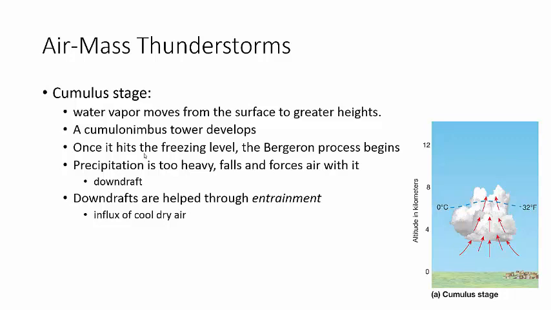Okay. It says in here, once it hits the freezing level, which, again, depending on where you are, most of the country, this will apply, the Bergeron process happens. When that happens, the precipitation starts to get too heavy. When it gets too heavy, it starts to fall. Okay. And these downdrafts are actually helped through cool air. Cool air is coming in, the downdrafts kind of get strengthened. It's called entrainment.